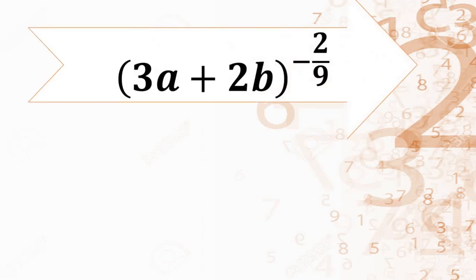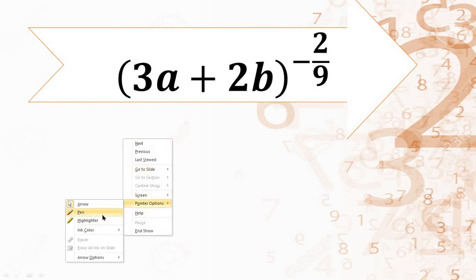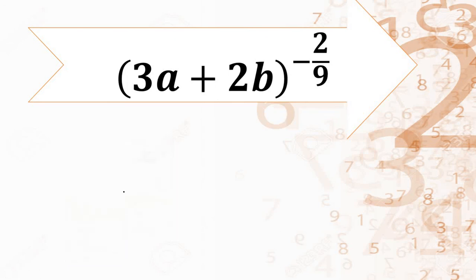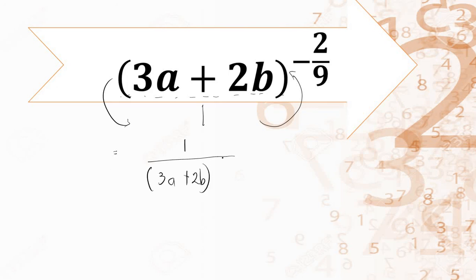Now, what if the exponent is a negative number? Let's recall the laws of exponents: when the exponent is negative, you just get its reciprocal. This is a whole number, so let's get its reciprocal. The denominator of a whole number is 1. What is at the bottom goes to the top, and what is at the top goes to the bottom. So this is 1 over the quantity 3a plus 2b raised to 2 over 9. Once you take the reciprocal, the negative becomes positive.